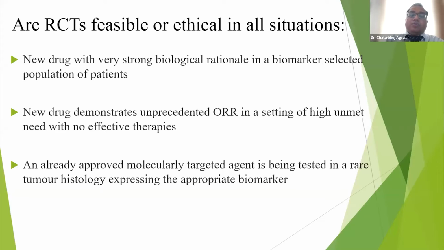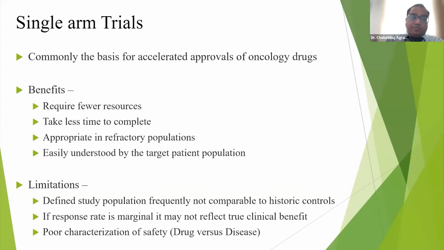And there is an already approved molecularly targeted agent, which is being tested in a rare tumor histology expressing the appropriate biomarker. So when somebody has developed a congener of that molecular targeted agent, this new congener may not need a randomized controlled trial because it's a rare tumor histology. I will be explaining this complicated part based upon examples of what we actually do in our oncology practice.